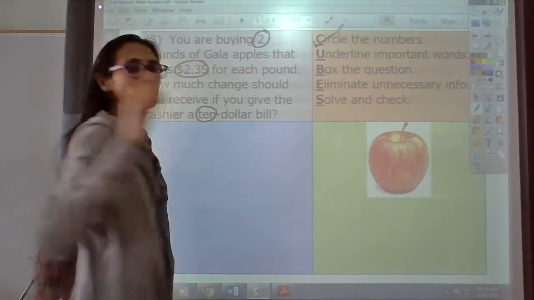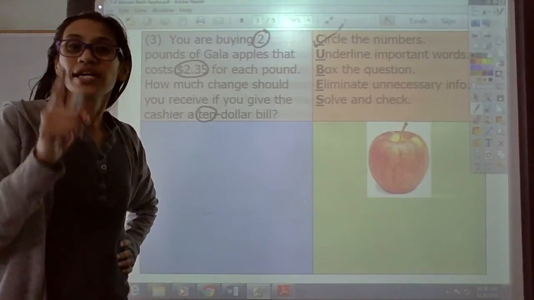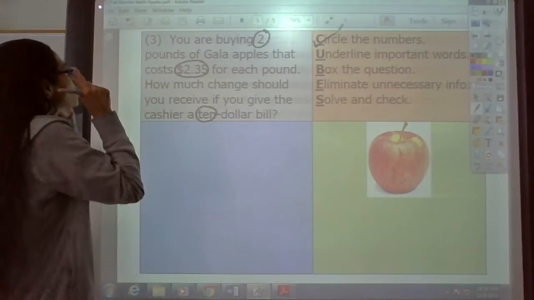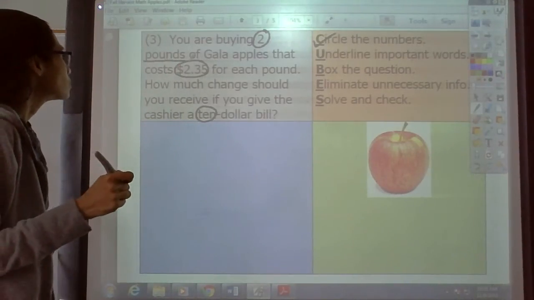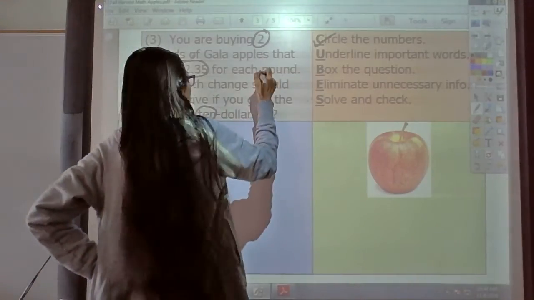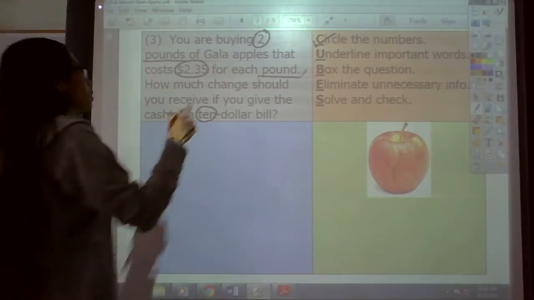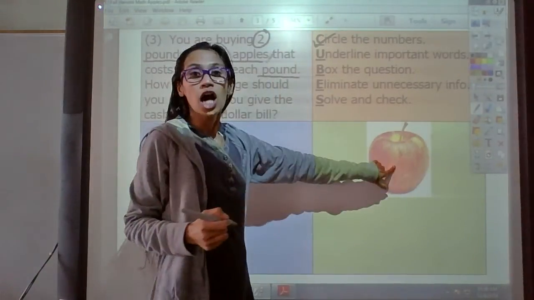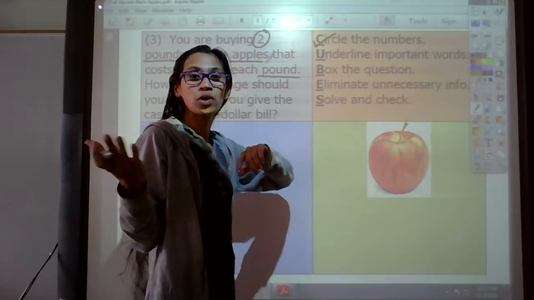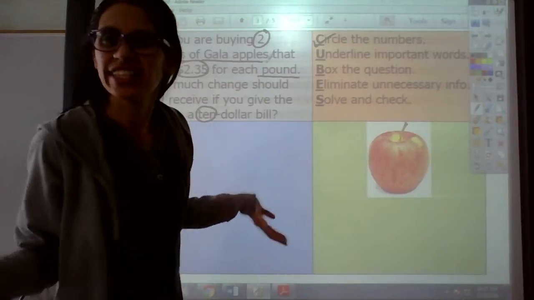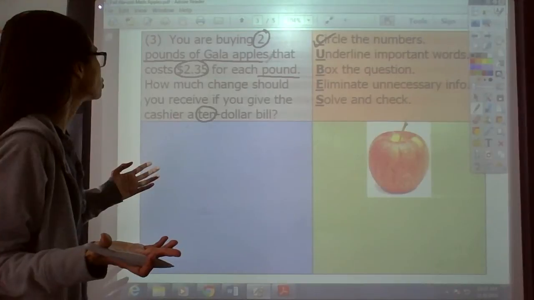The next step in our cubes clues is the U step. Underline important words. Help me find some important words. What do you see? Pounds. What else do you see? All right, you see another word, pound, right there. What else do you see? Oh, Gala apples. And look, there's a picture of a different kind of apple. It's a different variety of apple. That's a Gala apple. Maybe you've had one before and didn't even know that that's what the name of it was. And let's see, what else do you see?